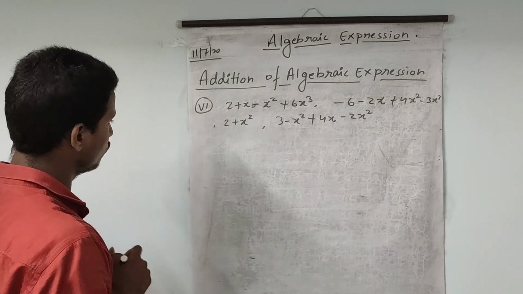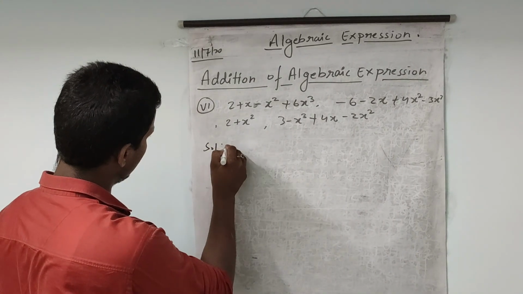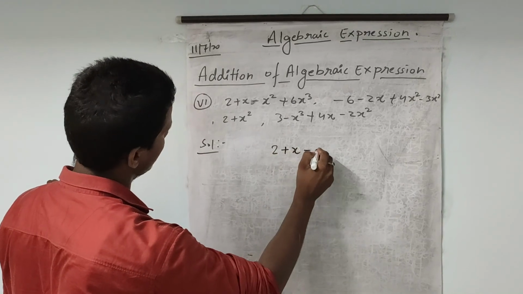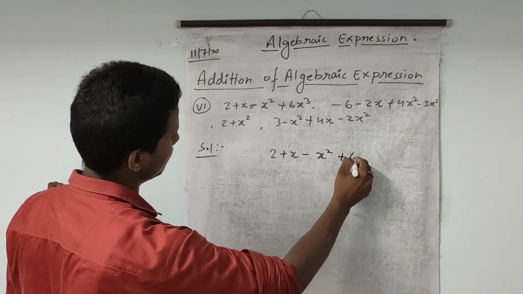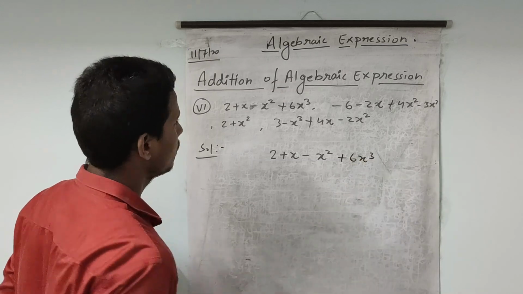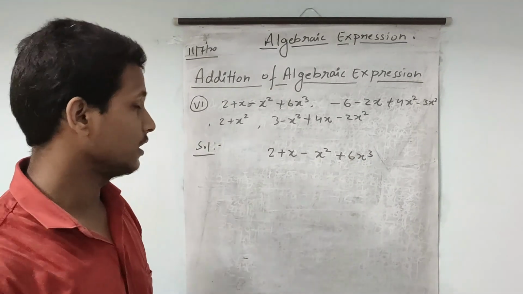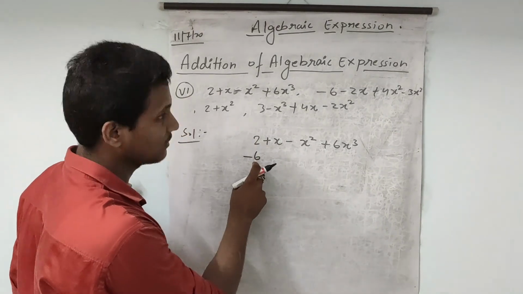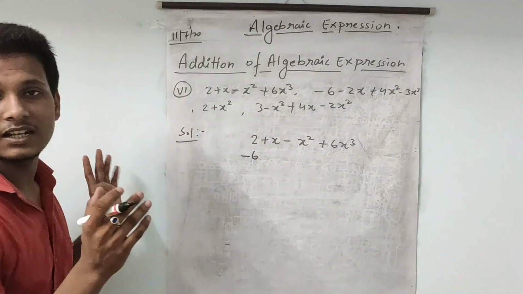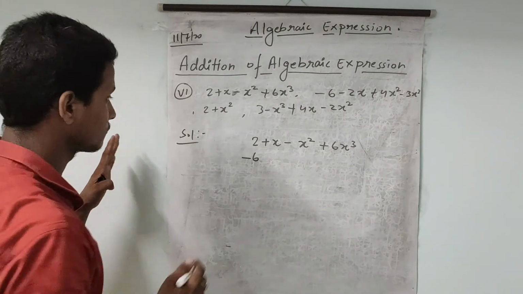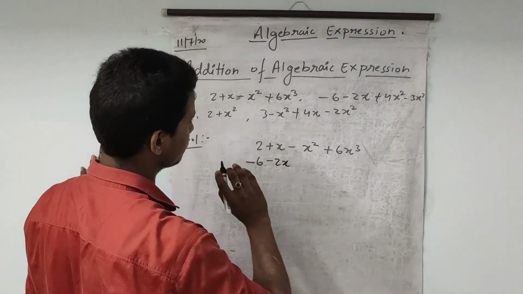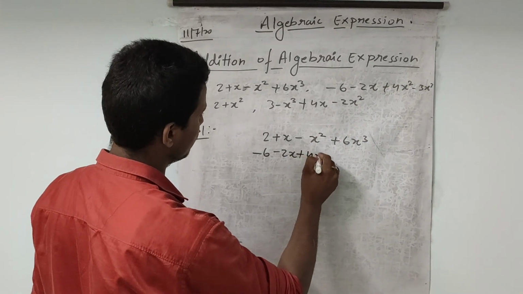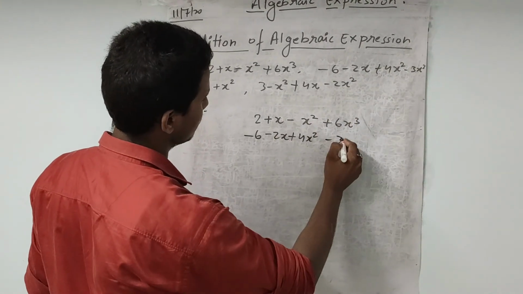So what we have to do is arrange them first, like 2 plus x minus x square plus 6x cube. Now for the second term we need to be very careful: the constant term goes below the constant term, like we are arranging in like terms, so we do it here also. Minus 2x plus 4x square is there, so we need to write it below the 4x square, then minus 3x cube.